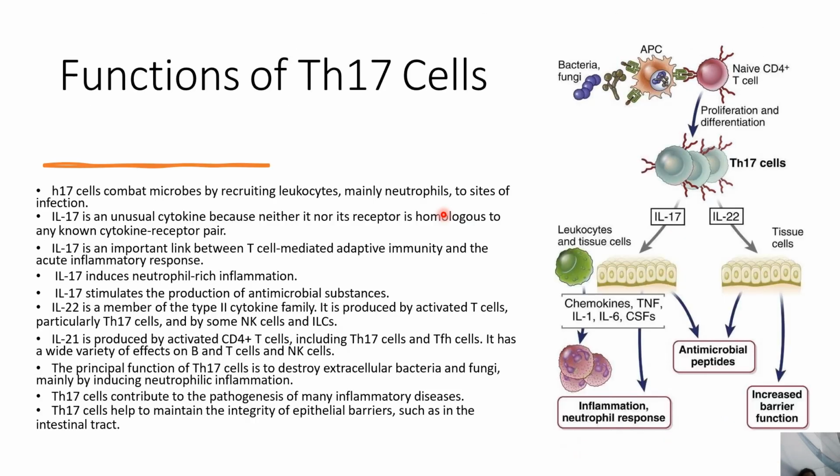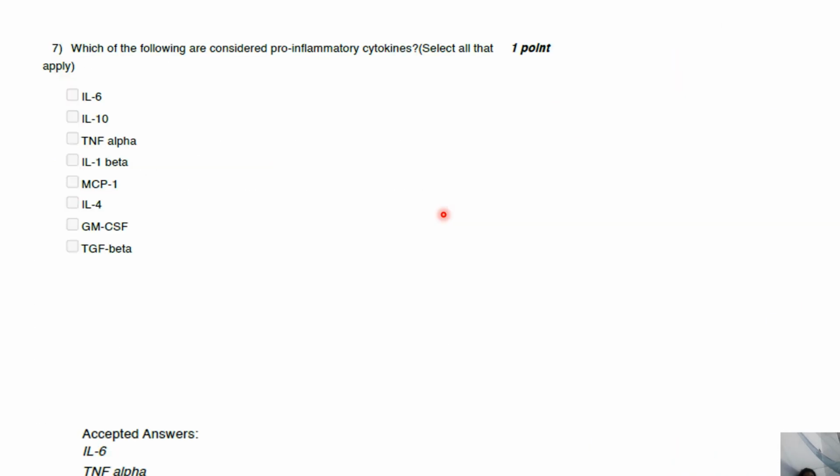Okay, coming back to the question that we started with in this class. Which of the following are considered pro-inflammatory cytokines? These were the options, and it is a multiple select question. So the right answers were IL-6, interleukin 6, TNF alpha, IL-1 beta, MCP-1, and GM-CSF, granulocyte macrophage colony stimulating factor. So these are the correct options. If you have any doubts, you can ask me. I'll wait for a few minutes and we'll move on to the next question for today.